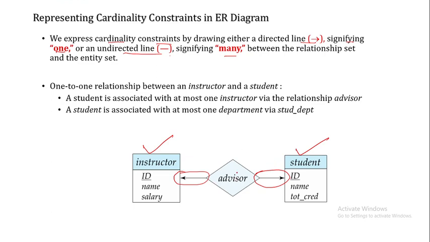So if it is a one-to-one relationship, then it will be represented with an arrow. This is being justified over here. A student is associated with at most one instructor by the relationship advisor, at most one, otherwise none. A student is associated with at most one department by student-department, if it is a department like that. So this is exactly what happens in the case of your one-to-one relationship, the ER diagram representation.